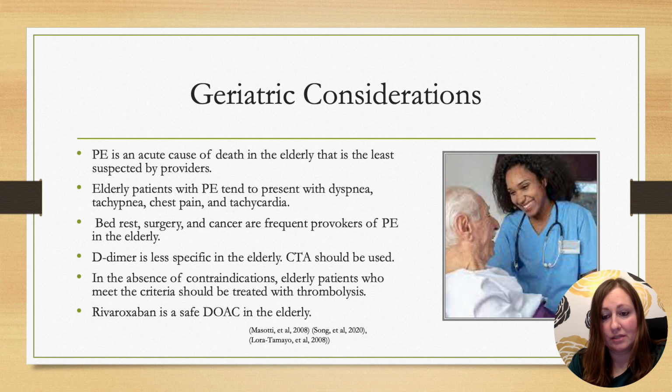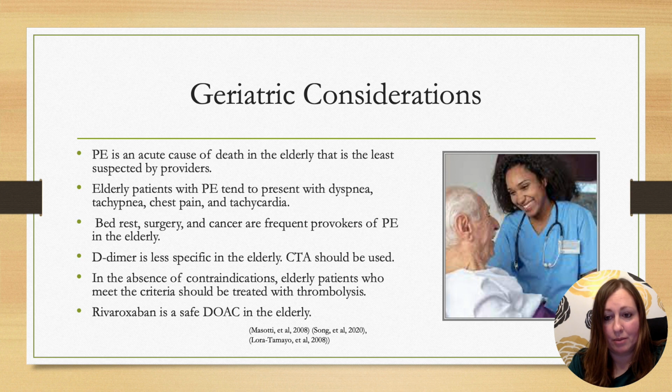D-dimer is not as specific in elderly patients as it is in younger patients. This is because elderly patients have a D-dimer higher than the cutoff at baseline, but increasing the cutoff point would increase the percentage of false negatives. EKG, chest x-ray, and echo are also less diagnostic in the elderly than they are in younger patients. As such, CTA is the best method of diagnosing elderly patients with PE.